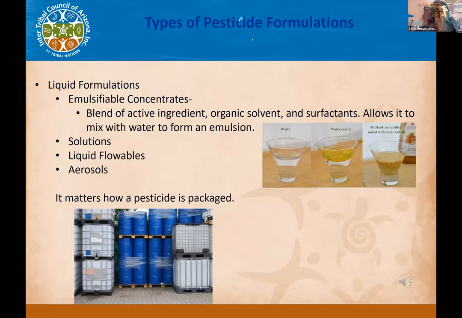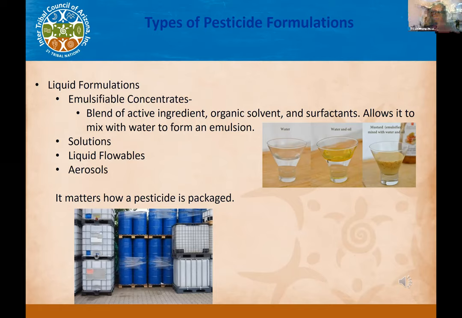You have your liquid flowables. Some active ingredients will not dissolve in either water or oil, so they are impregnated in a dry carrier such as clay, which is ground into a fine powder. The powder is suspended in a small amount of liquid to make the thick formulation.